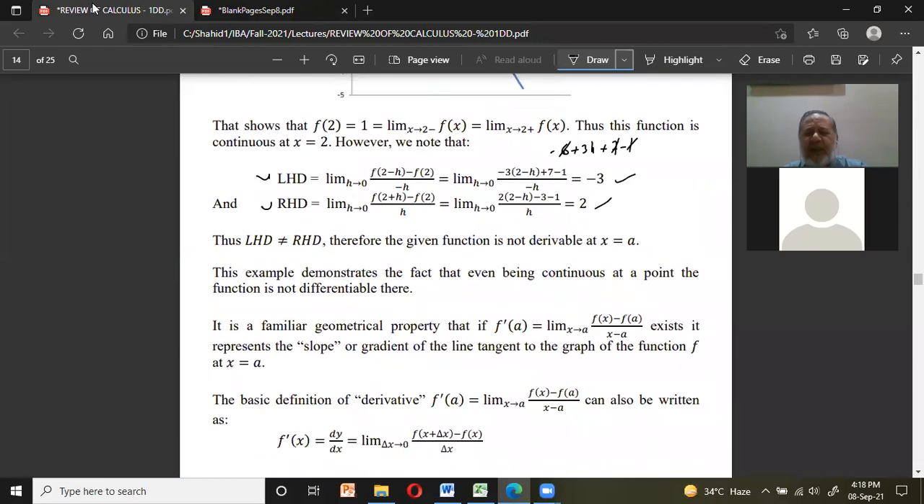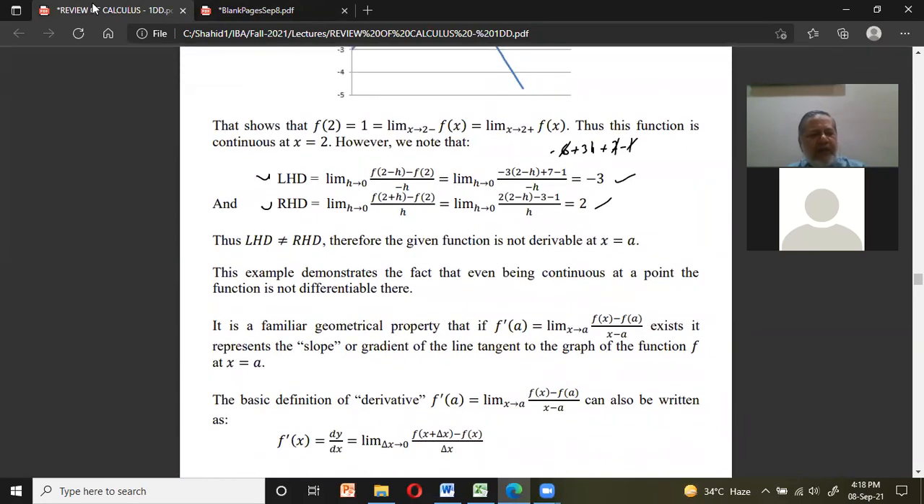So continuity is not a guarantee for differentiability. This example demonstrates the fact that even being continuous at a point, the function is not differentiable there. The function will be differentiable only when the left hand derivative and right hand derivative, the two limits, are equal.